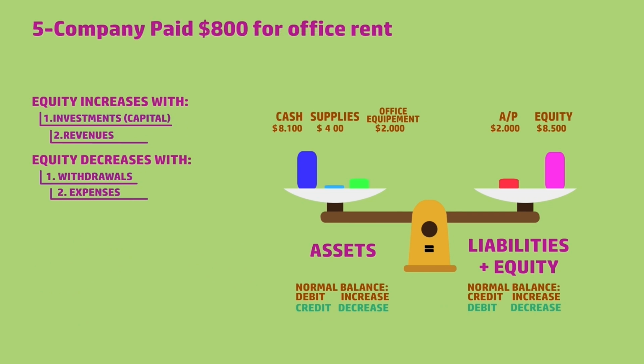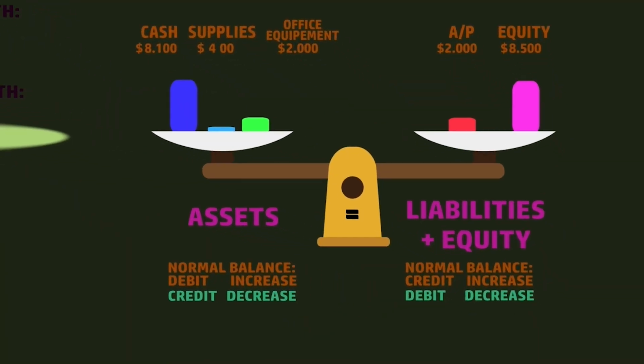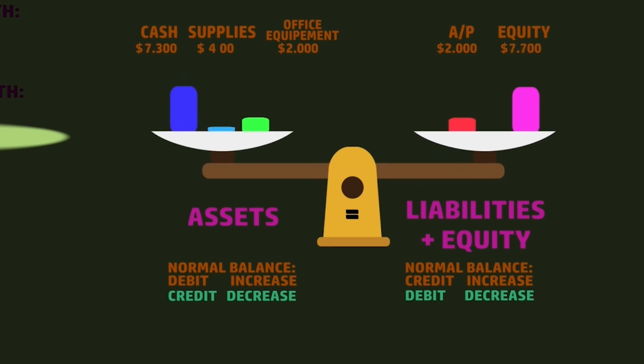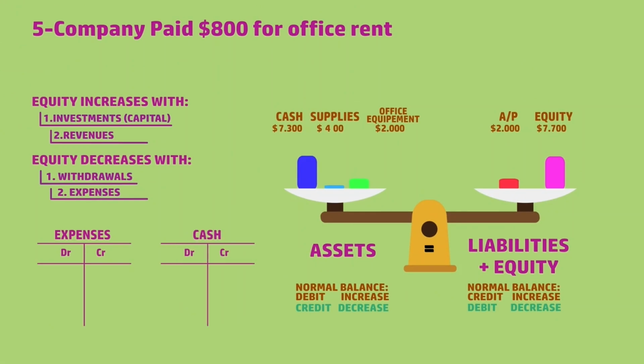Number 5. Company paid $800 for office rent. Here, the company paid $800 in cash for the rental expense, and expenses reduce equity. The cash balance decreases by $800 and equity decreases by $800. We use debit to record expenses because expenses reduce equity. So we debit expenses and credit cash by $800.